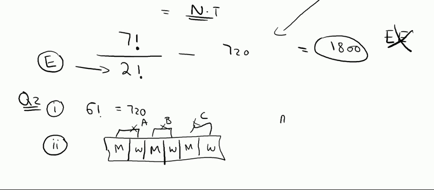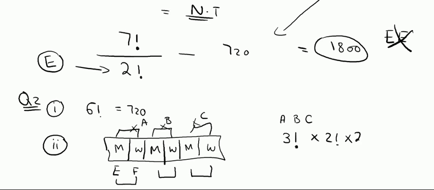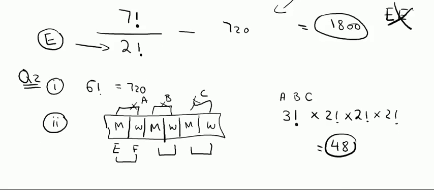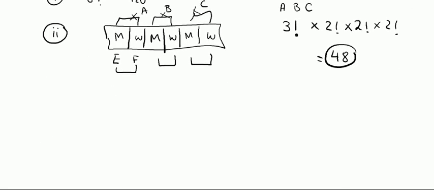A, B and C, or the 3 couples, can arrange themselves in 3 factorial ways. Within a couple, a man can stand at left and his wife on right, or vice versa. So within each couple there are 2 factorial or 2 arrangements, and since we have 3 couples, it will be 3 factorial into 2 factorial into 2 factorial into 2 factorial, which makes it 48. Moving on to the next question, which is question number 3.